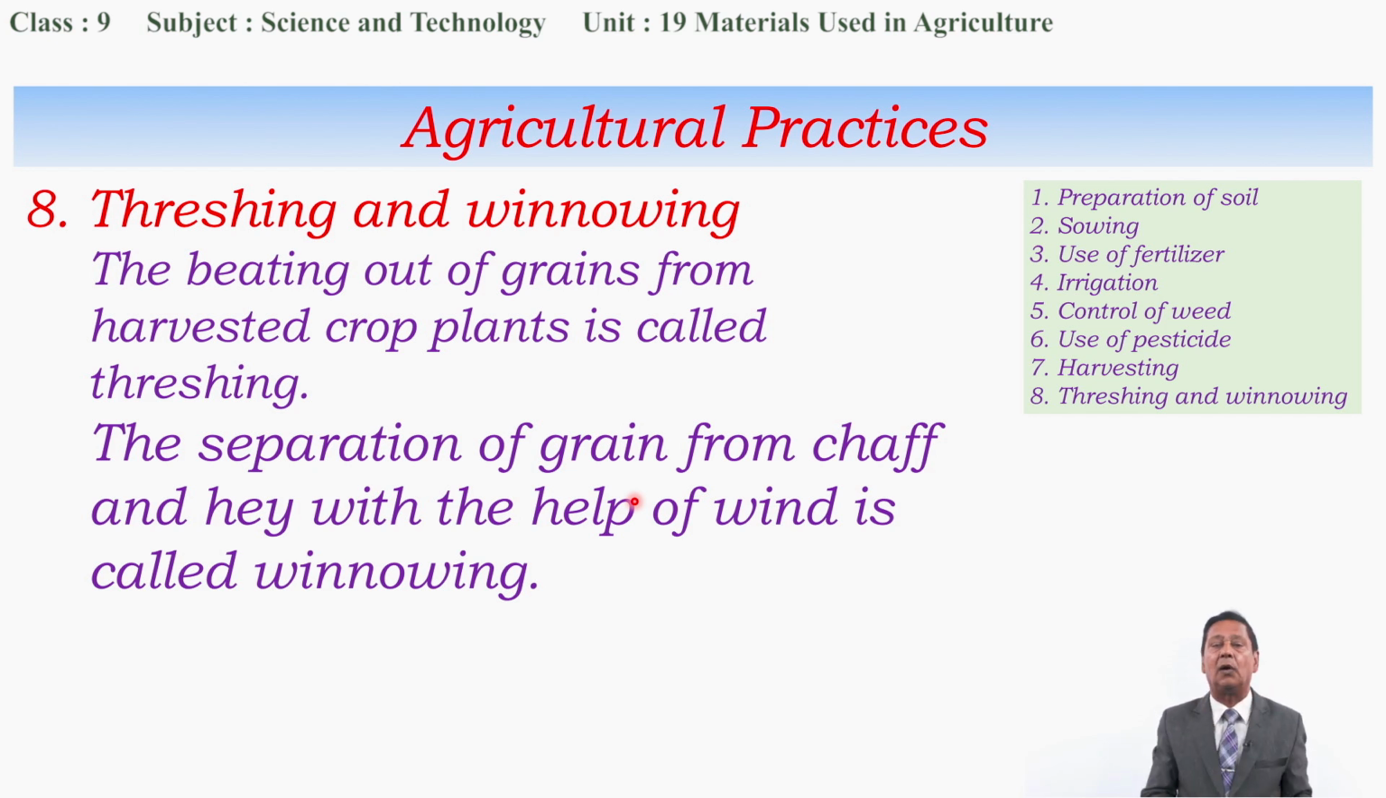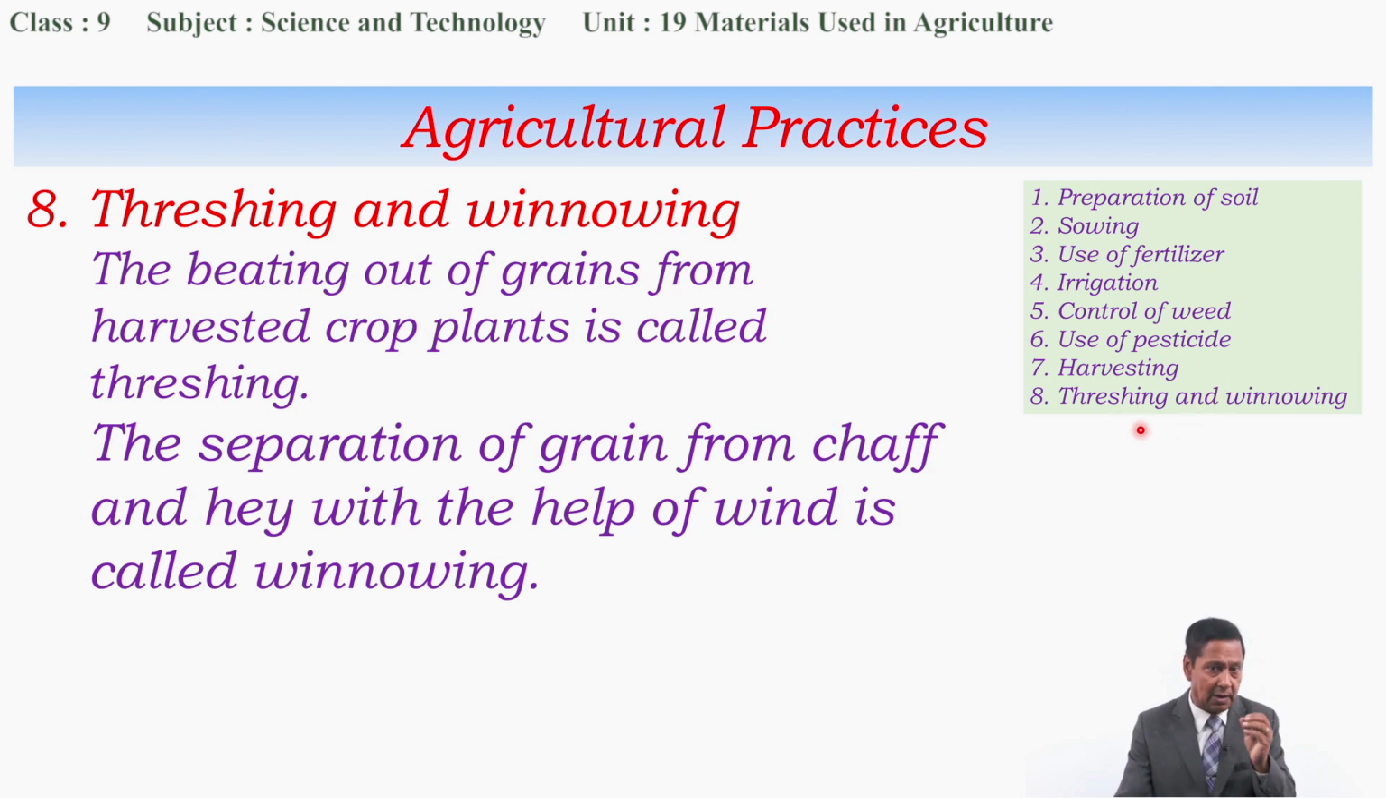This is all about the agricultural practice. What are they? Preparation of soil, sowing, use of fertilizer, irrigation, control of waste, use of pesticide, harvesting and threshing and winnowing. After all this, then only we'll be able to get this agricultural product as crops. Here in number 3, use of fertilizer is written.